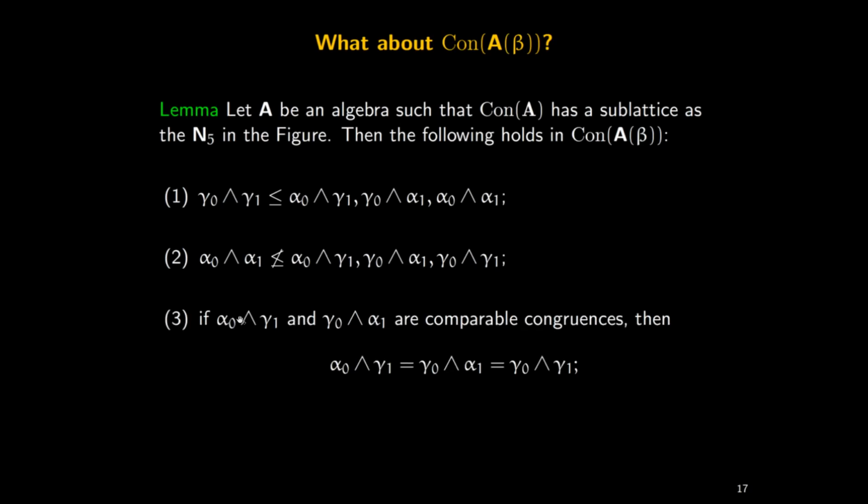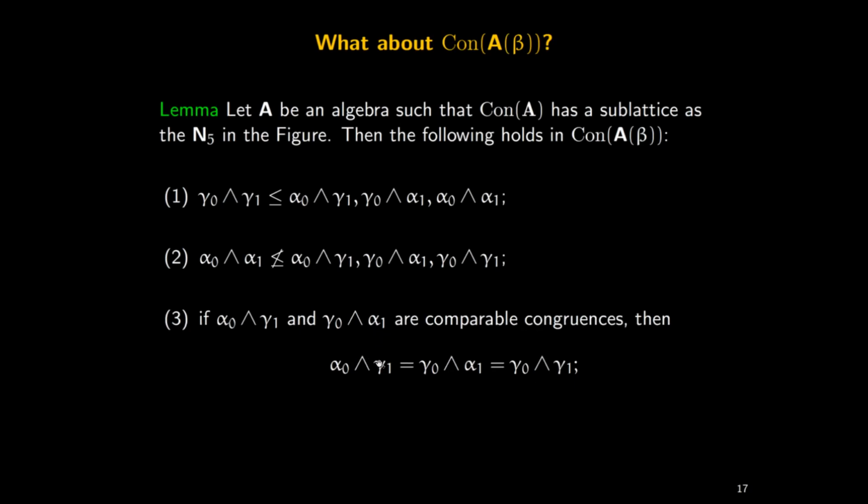And then if the two congruences alpha 0 meet gamma 1 and gamma 0 meet alpha 1 are comparable, then they collapse. They collapse all in gamma 0 meet gamma 1. And that was the main two. The main is actually not so hard. So the first two things are quite easy to prove.